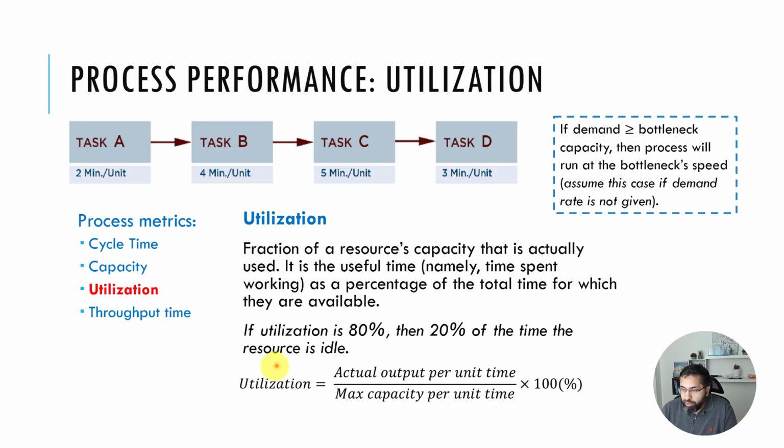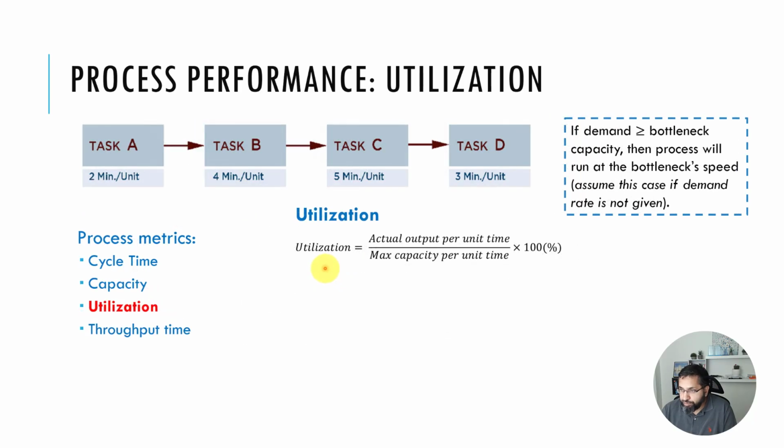So we're going to look at a couple of ways to calculate utilization. The first one is you can look at capacity. So you can look at the actual output, how much did it actually produce, divided by the capacity, which is the maximum output possible, and this ratio would give you the utilization. Okay. So let's do this. What's the utilization of task A?